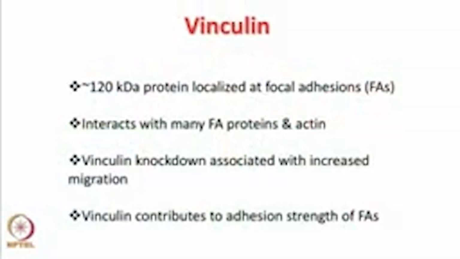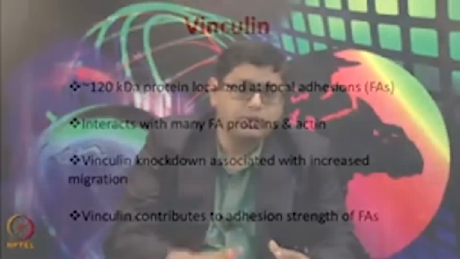Vinculin is a 120 kilodalton protein, again localizing at focal adhesions. Again it interacts with many focal adhesion proteins, actin. Now, if you knock down vinculin, what you see is cells become faster in migration, suggesting that vinculin actually regulates the adhesiveness of cells to their substrate. So, if you increase vinculin, that should lead to suppression of cell motility; cells will become steady and they will form bigger adhesions with their substrate.